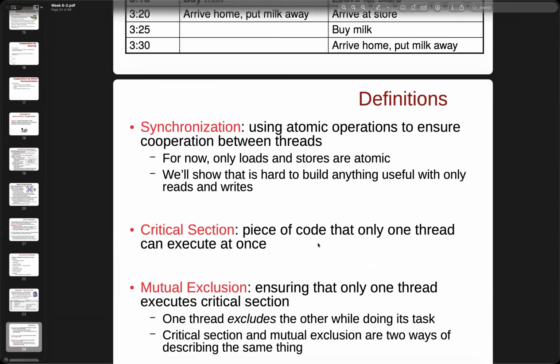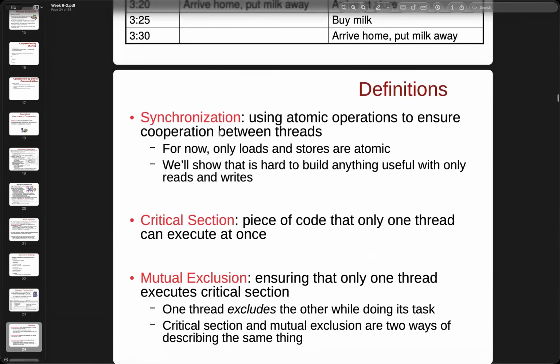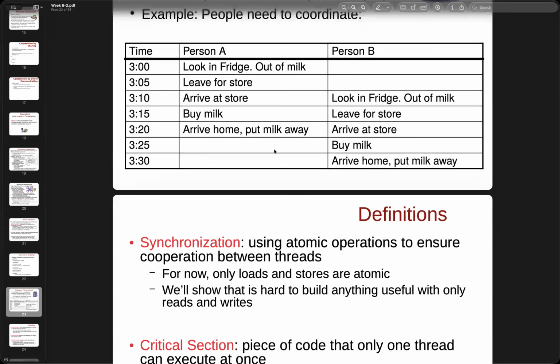One thing we need to know is that we use atomic operations to ensure cooperation between the threads. For now, we say that only loads and stores are atomic. We will show that it's hard to build anything useful this way, since we only read and write. If we load and then store, that is synchronization with atomic operations. Is it possible that two people go in and both bring the milk? Here's an example.